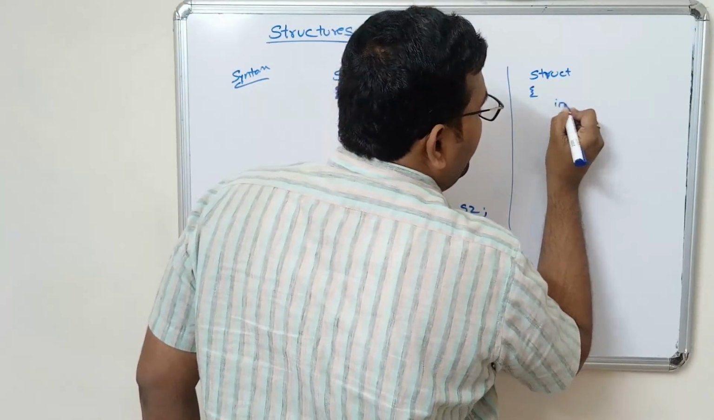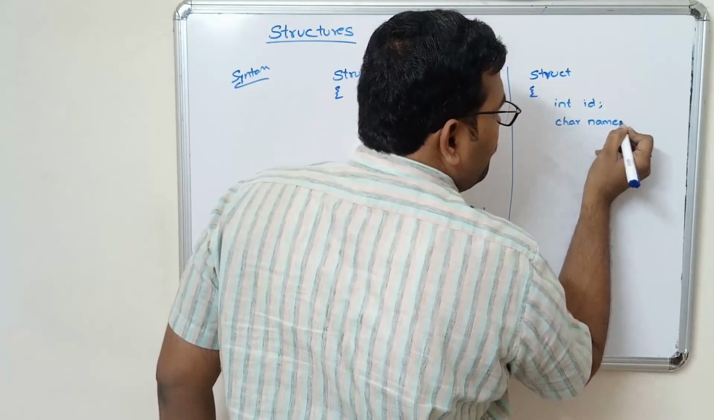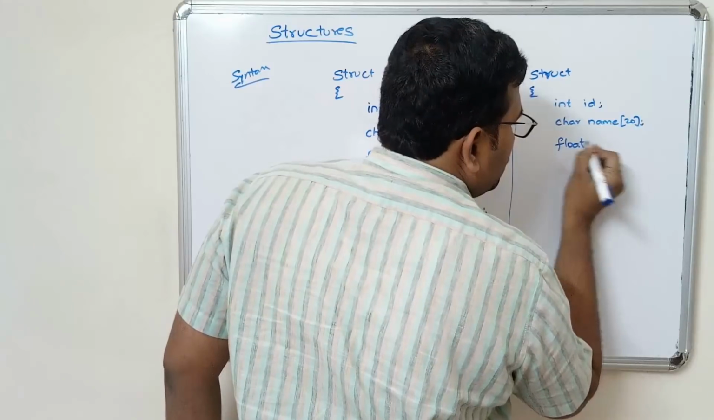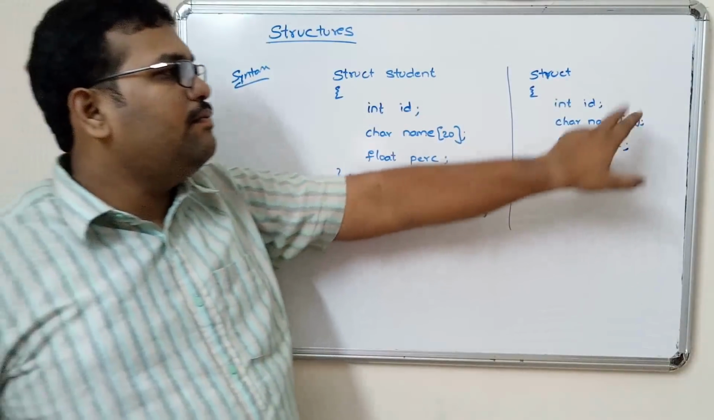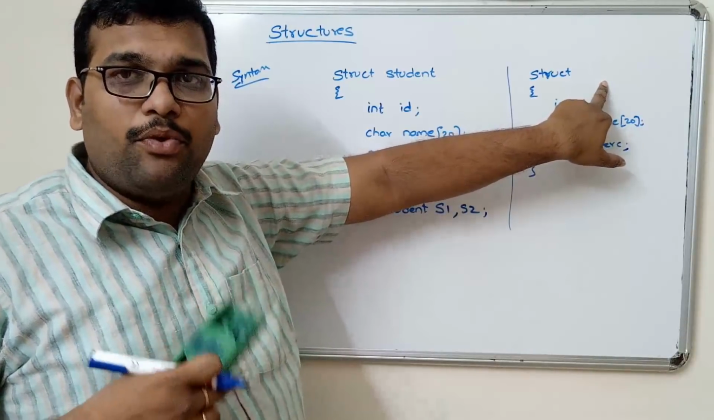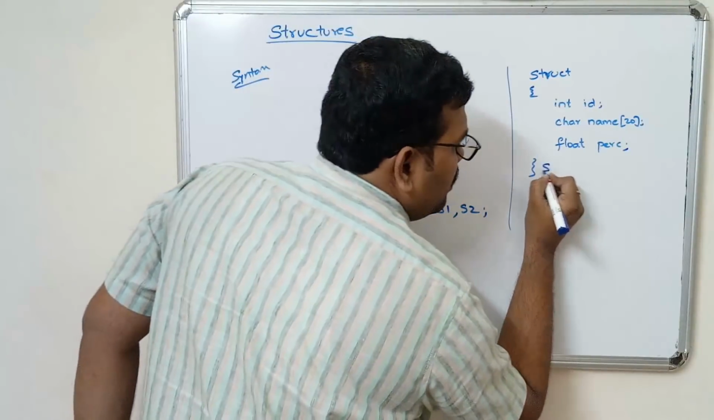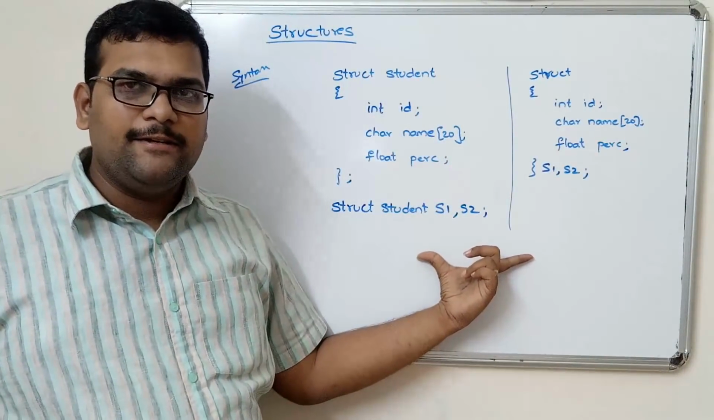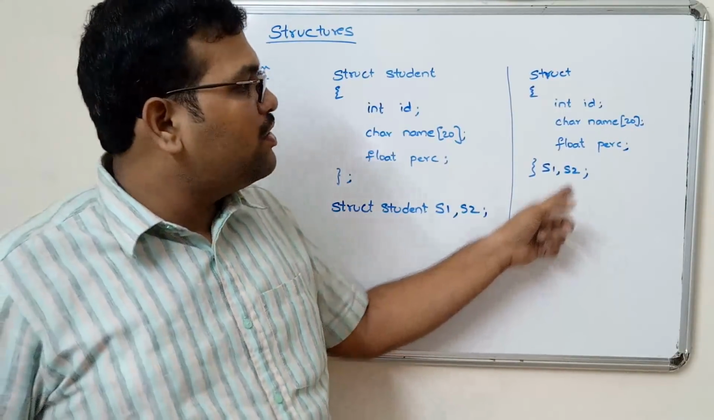Then the second one: struct, int ID, character name of 20, float percentage. In this case we are not writing the tag name. So whatever variables we require in the program should be declared here itself, in the definition itself. S1 comma S2. So the meaning is the same for both cases. Here also we have declared two structure variables which will follow the structure.